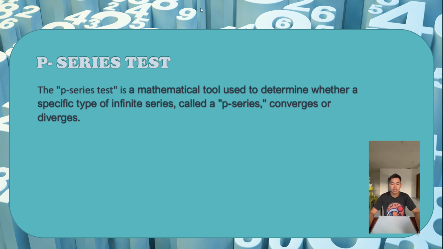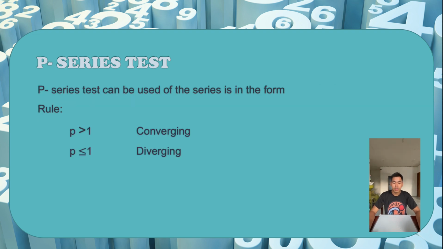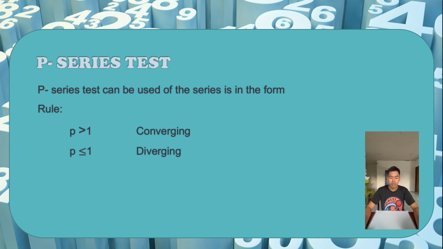Next, I'm going to discuss the P-series test. The P-series test is a mathematical tool used to determine whether a specific type of infinite series called a P-series converges or diverges. This test is commonly applied in calculus and real analysis to analyze the behavior of series and determine their summability. The P-series test can be used if the series is in this form. And these are the rules. If P is greater than 1, the series converges. If P is less than or equal to 1, the series diverges.